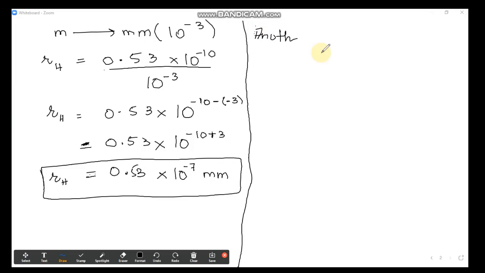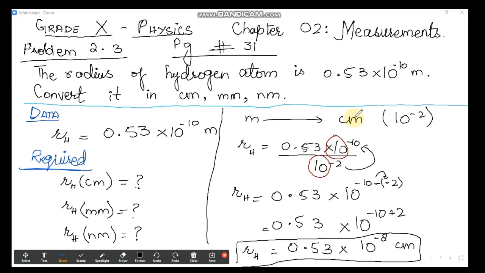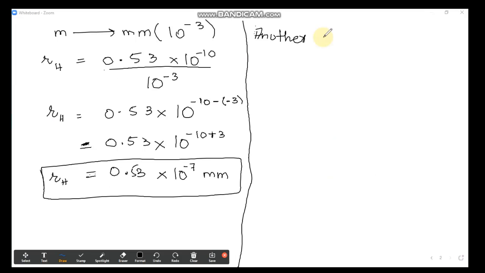You can apply this method on any of the calculation, whether you want to apply it from meters to millimeters, or from meters to centimeters, or to nanometers, whatever is asked. Another method. In this method you can see we have the value in meters and we have to convert it in millimeters. The value of milli is exponent minus 3.